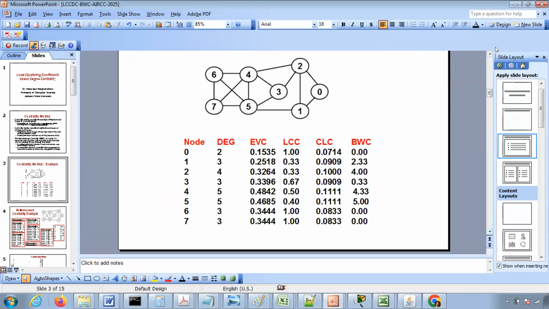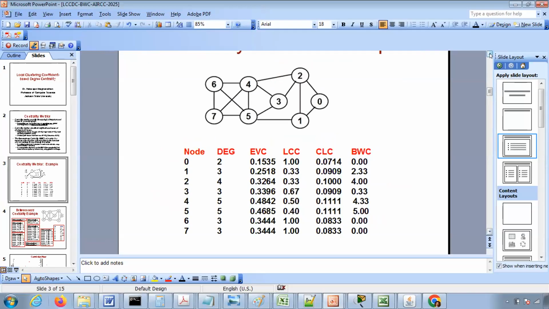Let me show you a small graph and the values for some of the commonly studied centrality metrics. In this graph, I have 8 vertices, and we have the degree. Degree is basically the number of neighbors of a vertex. For node 0, the number of neighbors is 2, so degree centrality is 2. For node 1, it has 3 neighbors, so degree is 3, and so on.